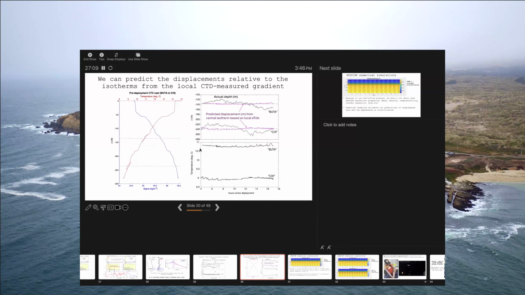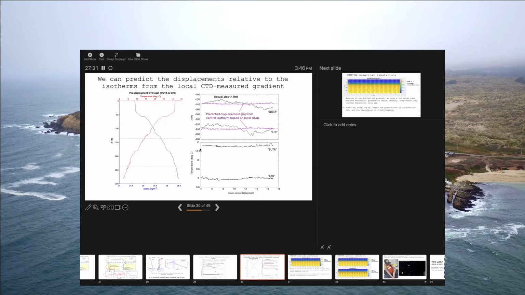And so another thing that we can do with this data by analyzing the temperature and pressure simultaneously is that we can take the local gradient of the temperature based on a CTD cast when we deployed, and then we can reconstruct what the displacement of the minion is relative to the central isotherm that it's landed at, and compare that with the actual depth.